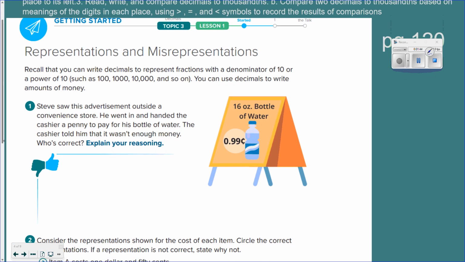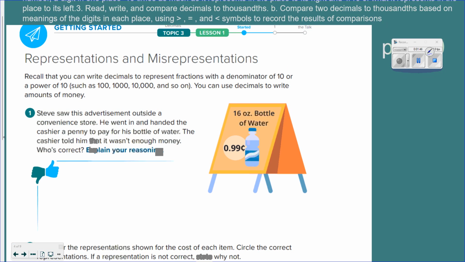We have a thinking question for you, but before we do that, let's talk about decimals and fractions for a minute. Recall that you can write decimals to represent fractions with a denominator of 10 or a power of 10, such as 100, 1,000, 10,000, and so on. So if I have 2/10, I can write that as 0.2. Yes? If I have 6/100, I can write that as 0.06 because that is the place values for the decimal. Does that make sense? Okay, so you need to keep that in mind.